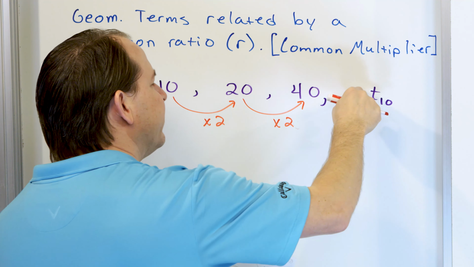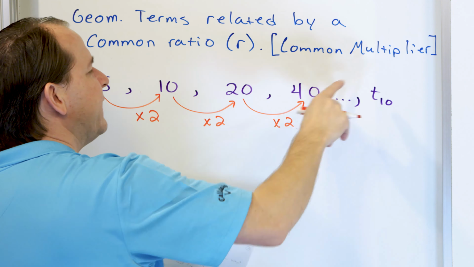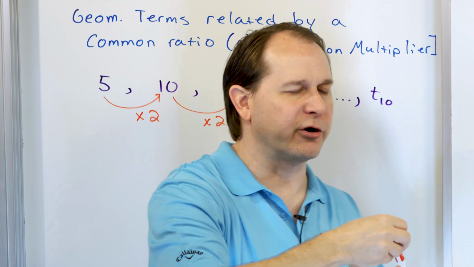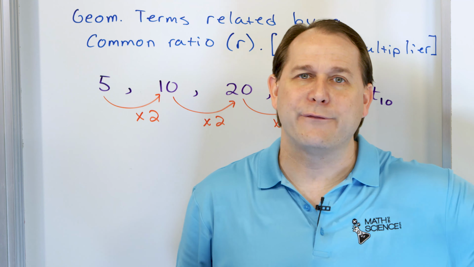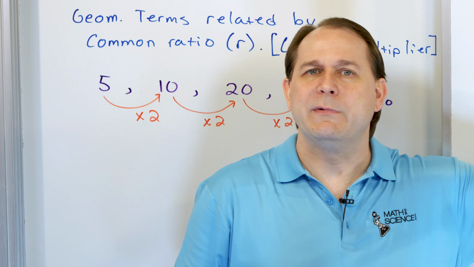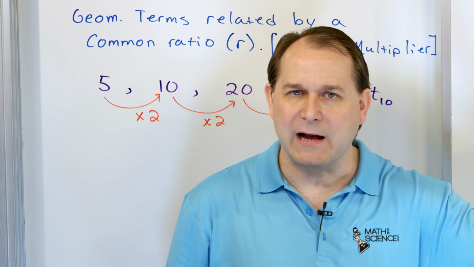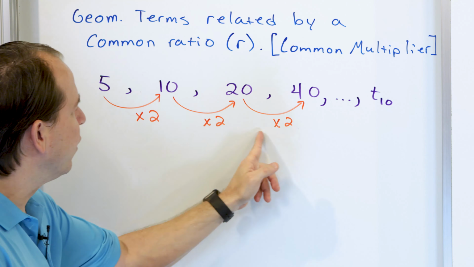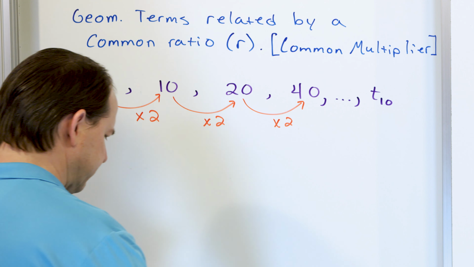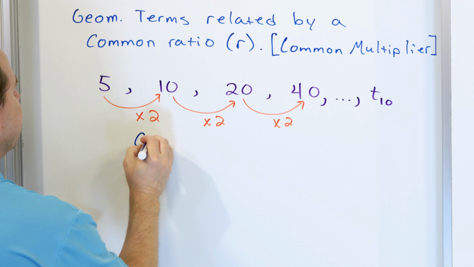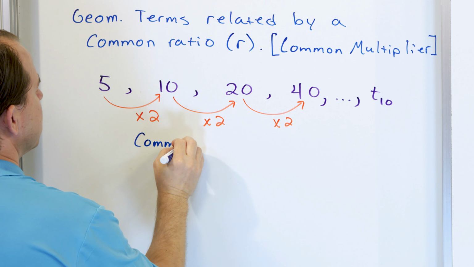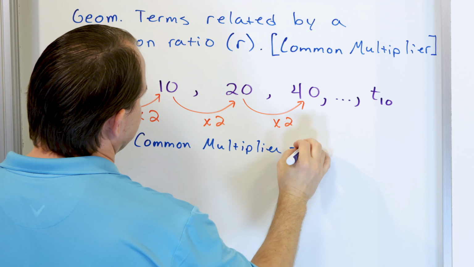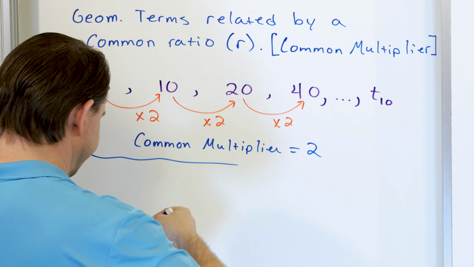To get the next term after this, I would multiply by 2. To get the next term after that, I'd multiply by 2. And I keep multiplying and multiplying. Eventually, I get to term number 10. Or if I want to take it out farther, I go to term number 100, term number 5,000. You can just keep multiplying by 2, by 2, by 2. In this case, what I call the common multiplier is a 2, right? So in this case, we say common multiplier is equal to 2 for this particular sequence.